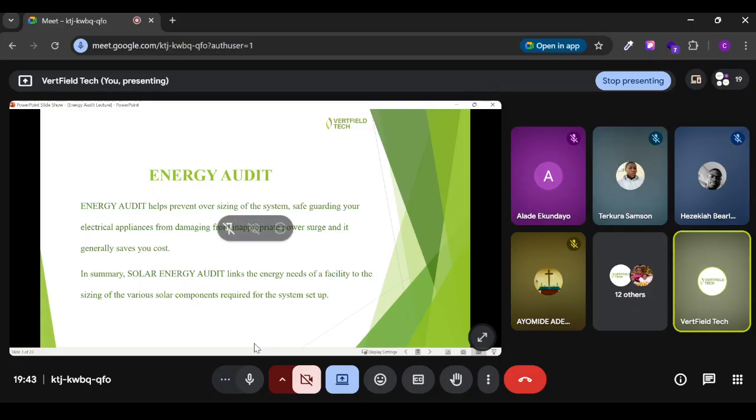Okay, so in summary, solar energy audit links the energy needs of a facility to the sizing of the various solar components required for the system setup. So that is what it is. It links the energy needs of a facility to the sizing of the various solar components required for the system setup.